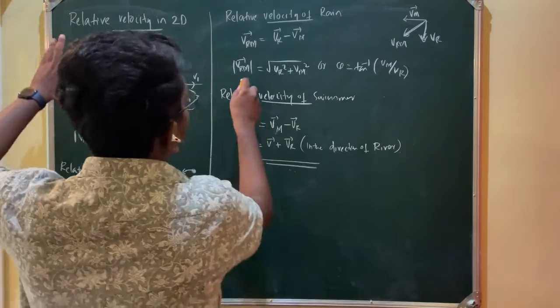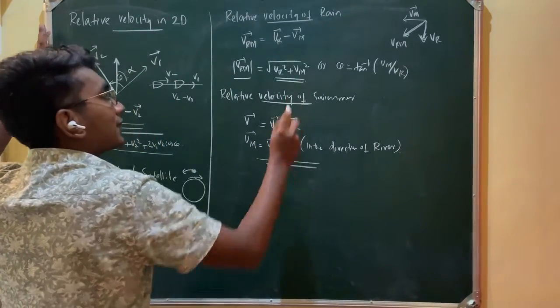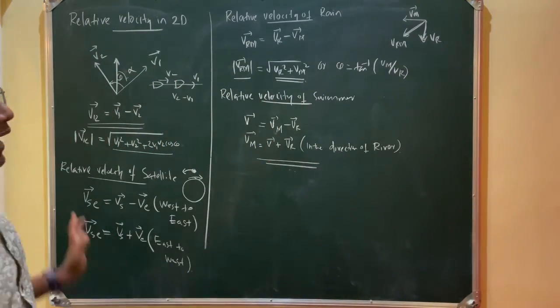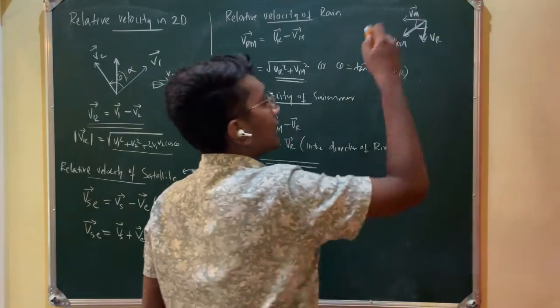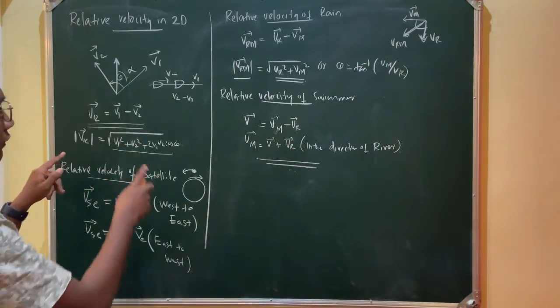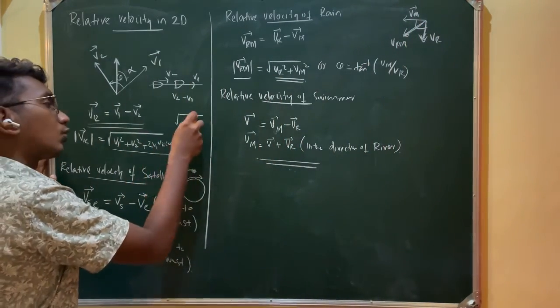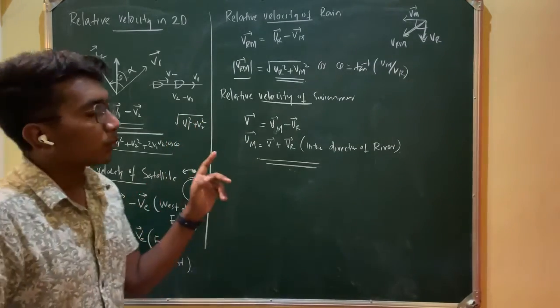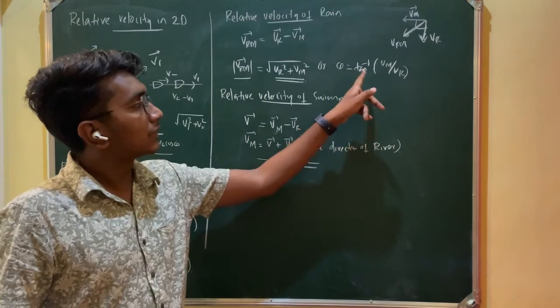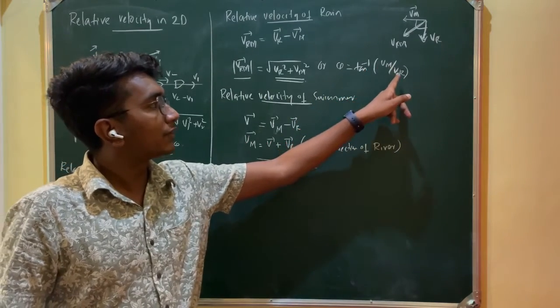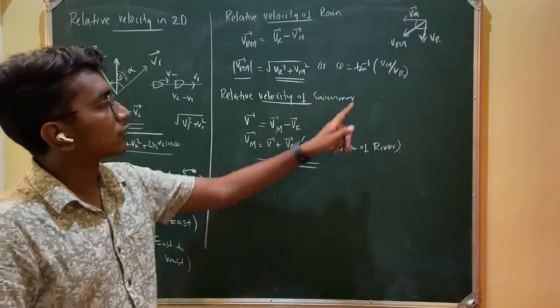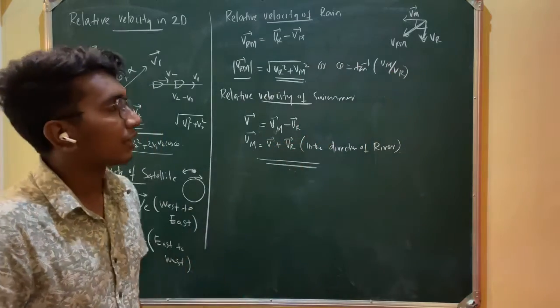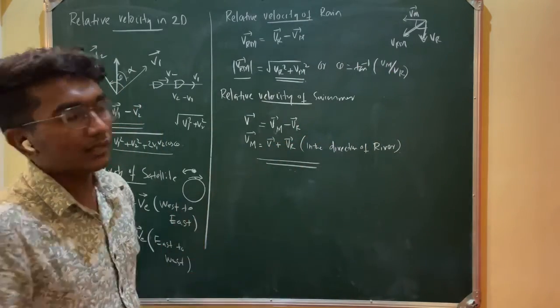So here what is the value? The magnitude is equal to root of Vr square plus Vm square. Why? Because the angle between them is equal to 90 degrees. Here also, if the angle between them is 90, it is root of V1 square plus V2 square. You know that. Now, what about theta? Theta is equal to tan inverse of Vm divided by Vr. At that angle only we should keep the umbrella.